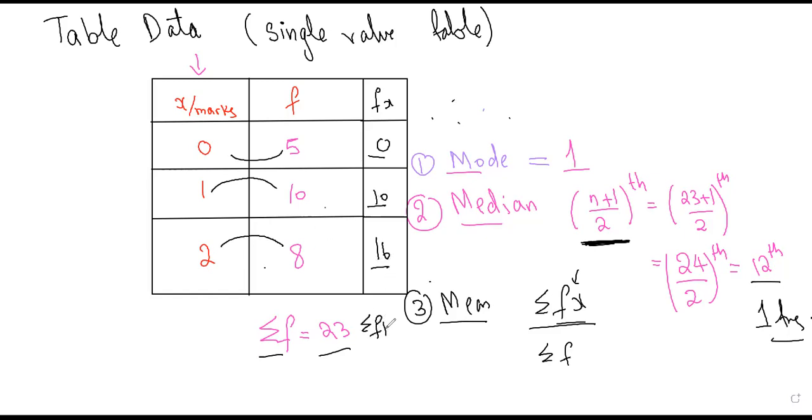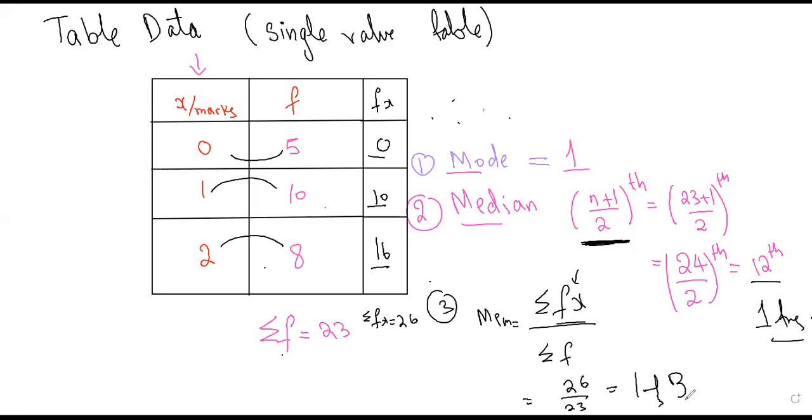And summation fx would be what? Yes. Please pay attention and tell me what would be the sum of this column. 26. Very good. 26. So we are going to do it this way. 26 divided by 23, and whatever answer you're getting, that is going to be your mean. It would be 1.13.